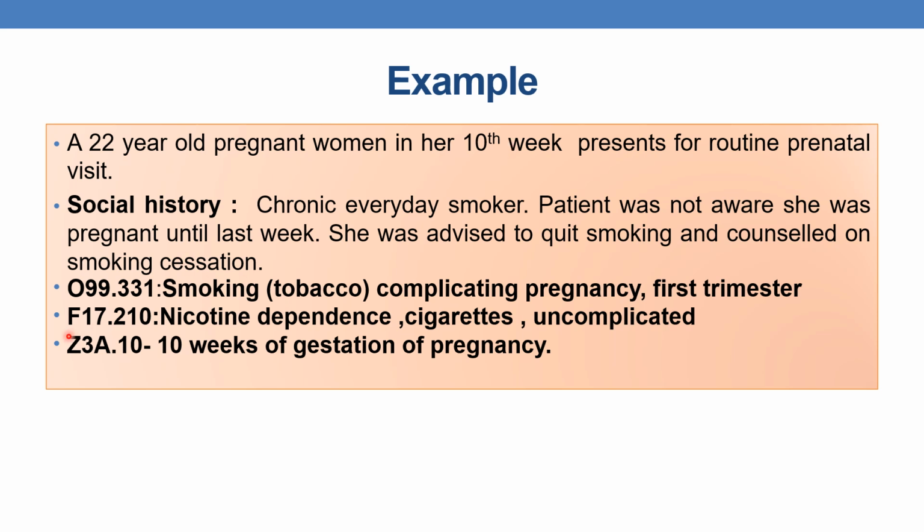Additionally, a secondary code from the F17 series, F17.210, to indicate nicotine dependence, cigarettes, uncomplicated, followed by weeks of gestation, Z3A.10, to indicate 10 weeks of gestation of pregnancy. So these are the three codes that are essential to indicate tobacco use during pregnancy for this example.